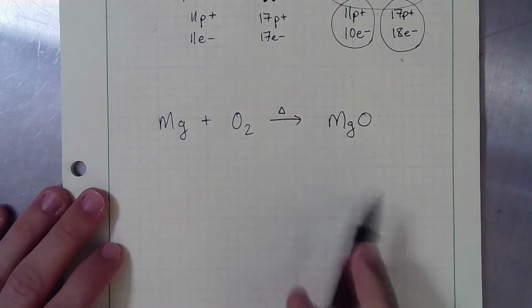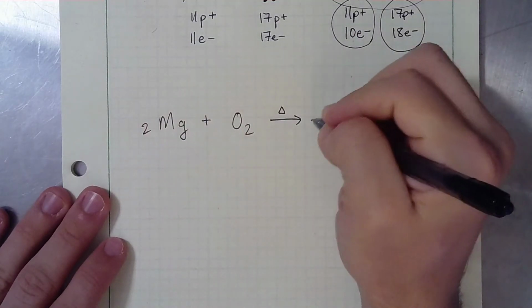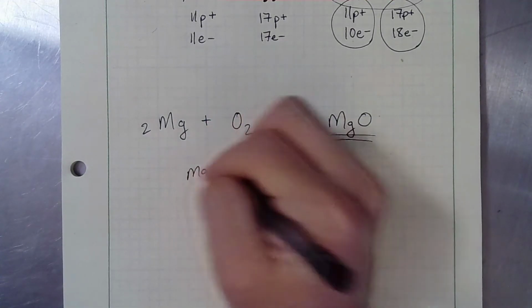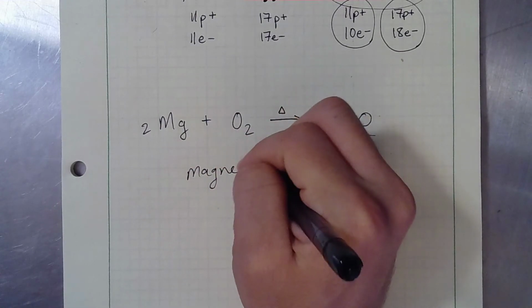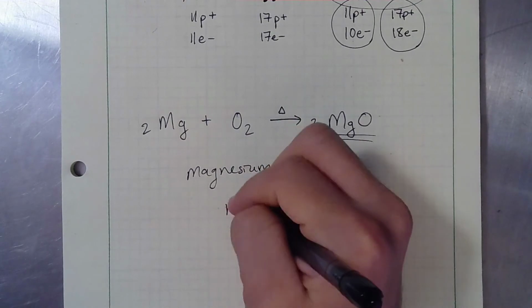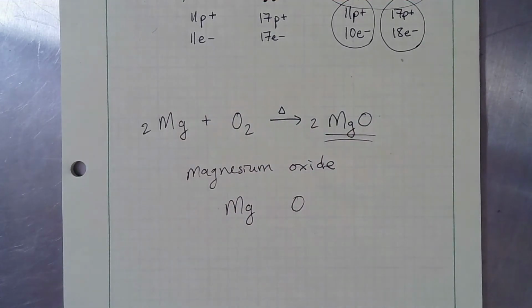Okay? And technically, in order to balance this equation, I need to add some coefficients there. We'll learn about that later. But this right here is the chemical we're going to look at. This is magnesium oxide, which is composed of magnesium and oxygen. Okay? So, what's going on here?